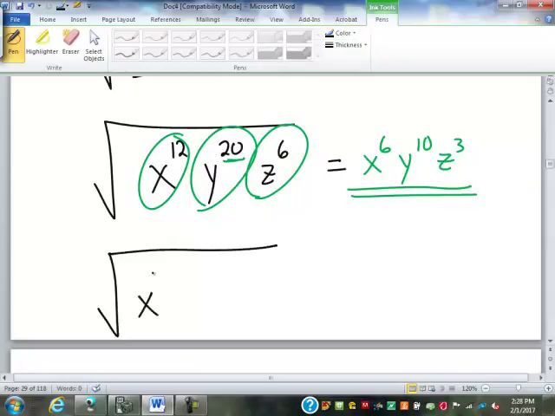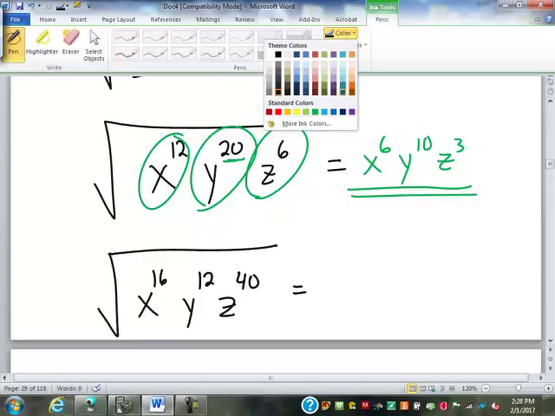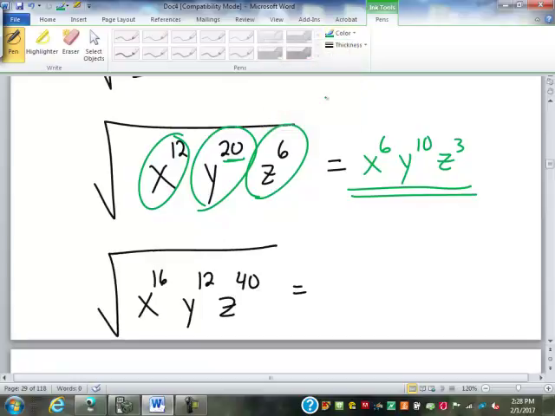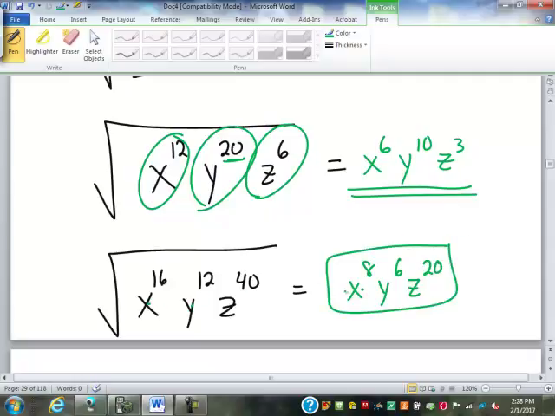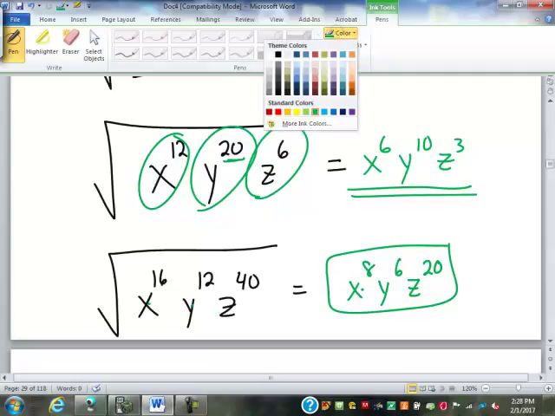So in your notes, I want you to try this one. The square root of x to the 16th, y to the 12th, z to the 40th. See what you come up with. There you go. Good job. X to the 8th, y to the 6th, z to the 20th. Each power is divided by 2.